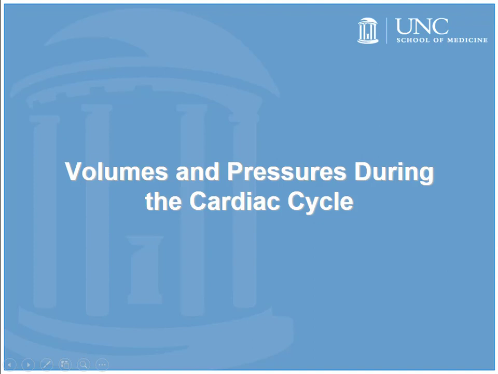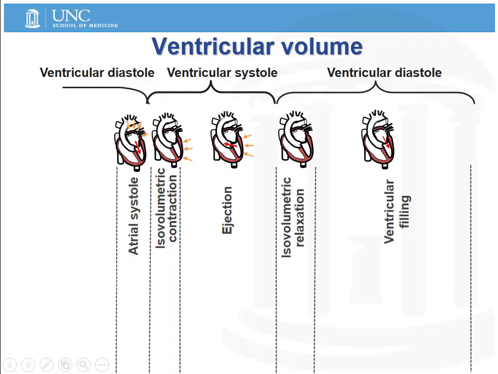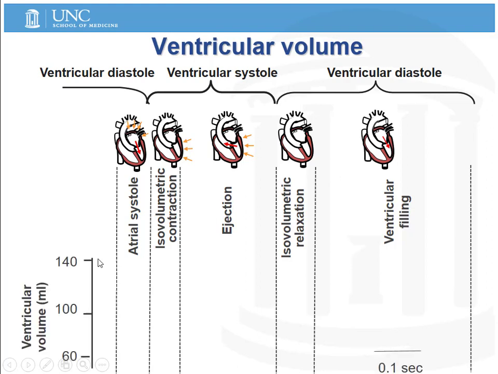Now let's look more closely at the volume and pressure curves from the Wiggers diagram. First, we'll look at the volume of blood in the ventricle throughout each step of the cardiac cycle: in ventricular systole, or ventricular contraction, where blood is ejected from the ventricle, and in ventricular diastole, or relaxation, when the ventricle is filled with blood.